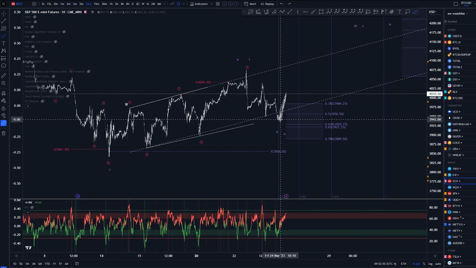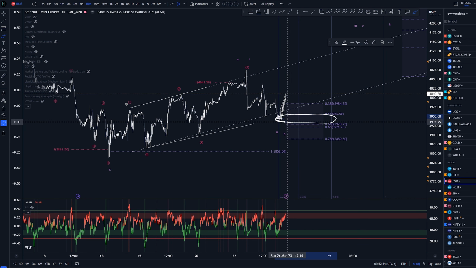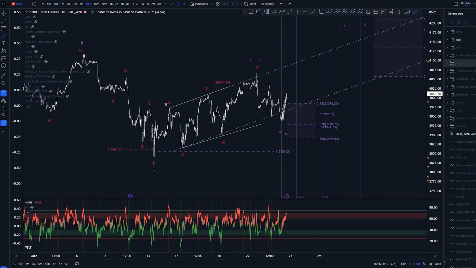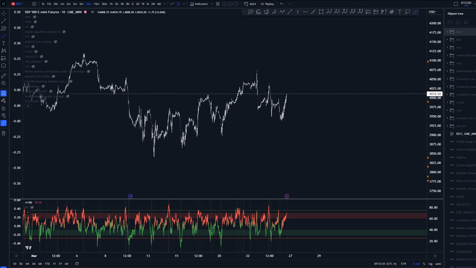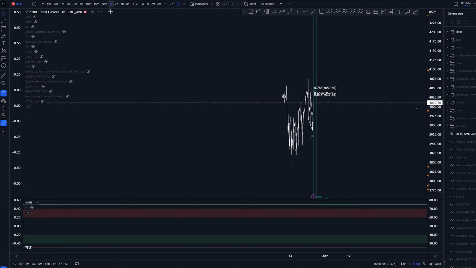So again, we don't need to be expecting one more low, but this area here where we landed is kind of suspicious in that sense. But that's the bull scenario. Let's take a look at the bear scenario, which we were talking about before as well.